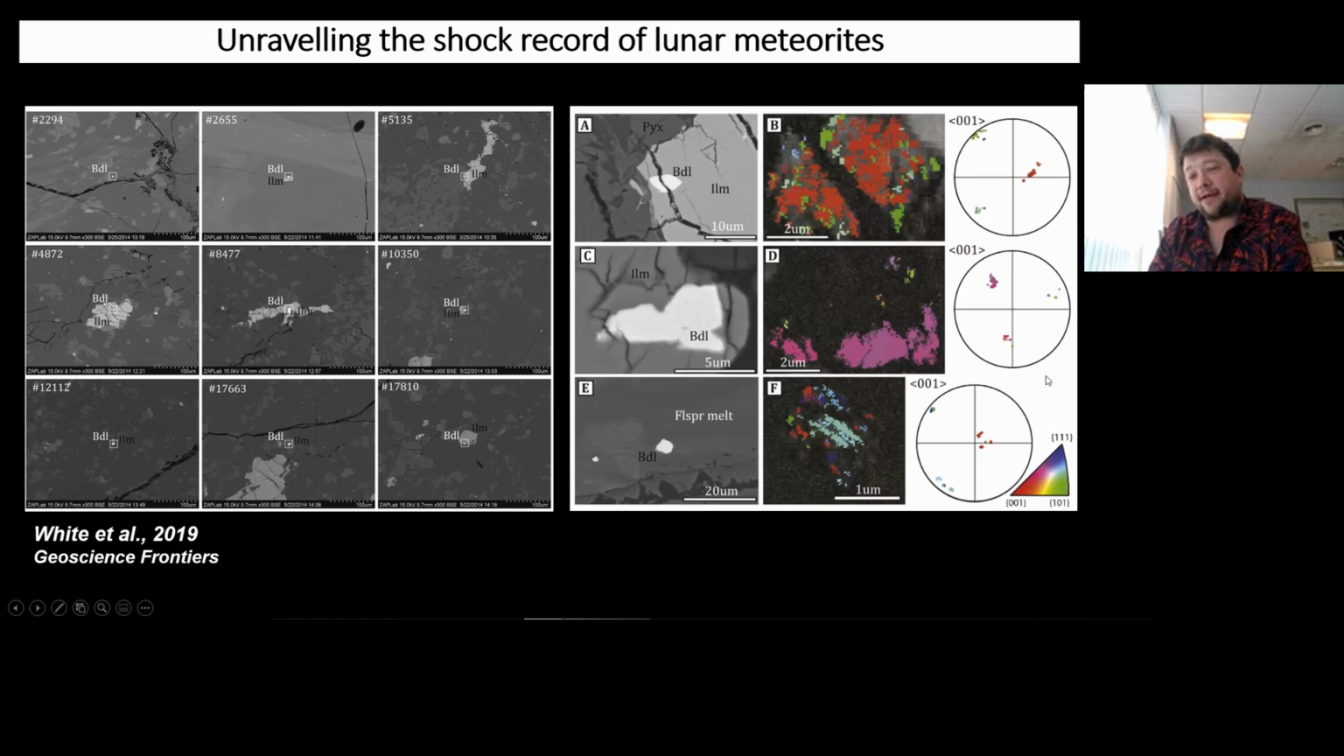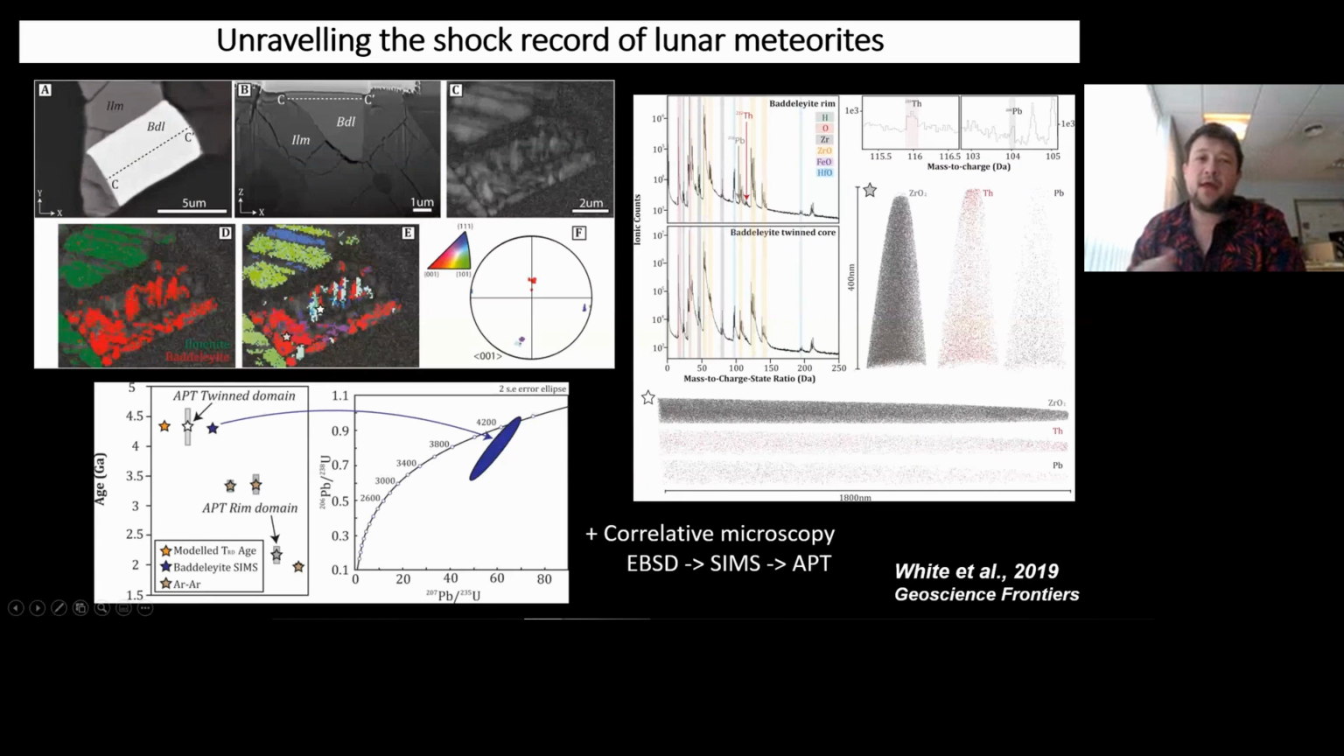Because there's so much going on, Atom Probe lets us see through that. So in this example, a grain about 5 microns long looks nice in backscatter imaging, but as soon as you go in with the EBSD, you can see that there are amorphous domains, different orientations, and different levels of band contrast. That's what we can pick out here.